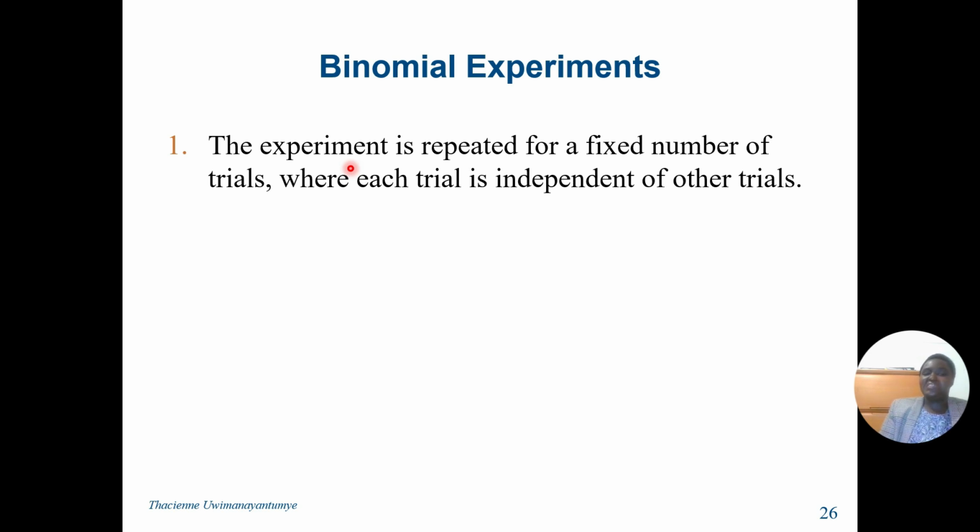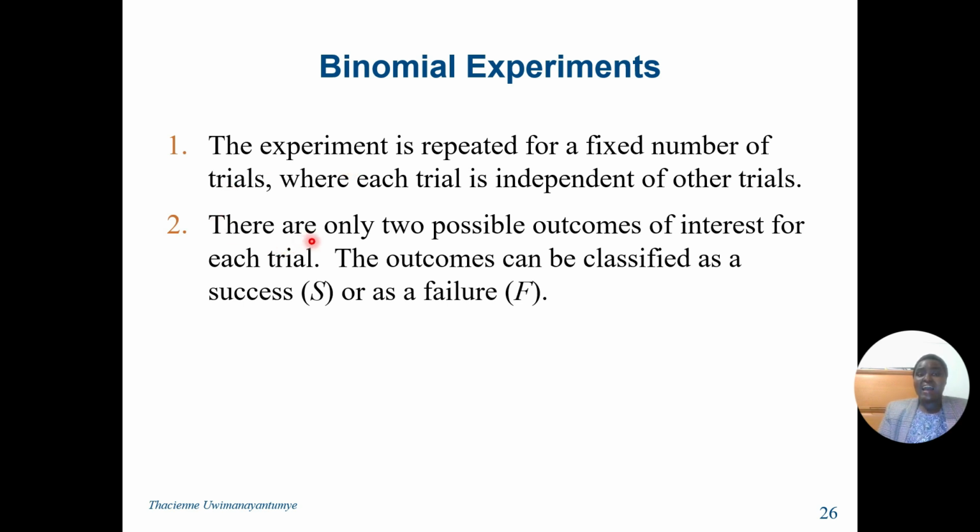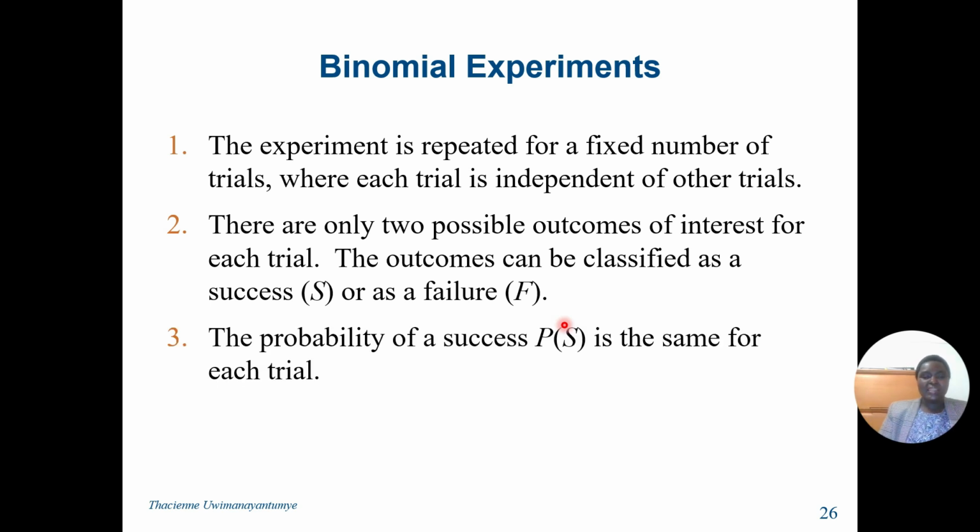Independence. And then the next one is that there are only two possible outcomes of interest for each trial. The outcomes can be classified as success or as failure. The experiment is repeated many times, and you have to mark whether you have a success or a failure for each trial. And the trials are independent. No one depends on the other one. And next, the probability of success is the same for each trial.